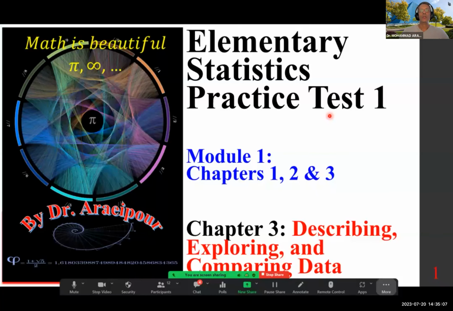Good afternoon, class. We are looking at Statistics Practice Test 1, Module 1, covering chapters 1, 2, 3. Here's chapter 3, describing, exploring, and comparing data.